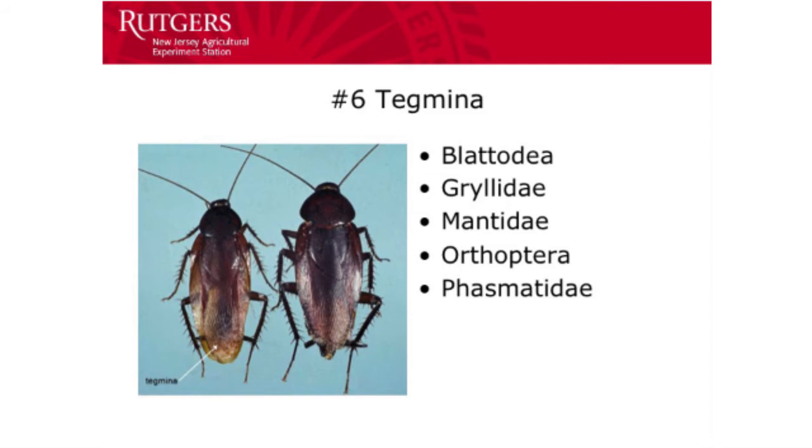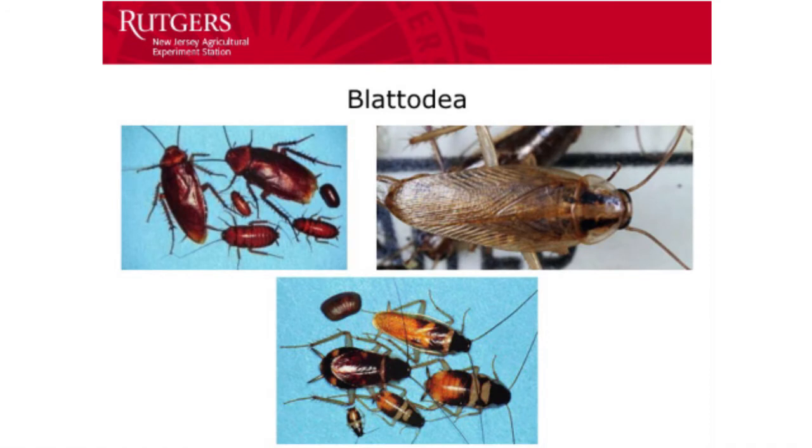Blattodea, Gryllidae, Mantidae, Orthoptera, and Phasmantidae. When I went to graduate school, Orthoptera included the Blattodea and the Gryllidae. And so I'm going to tell you what those are now. So Blattodea are the cockroaches, everybody's favorite insect. In an entomology department, it's a fact of life. We have these running around my building all the time because we have people that study cockroaches. They have colonies.